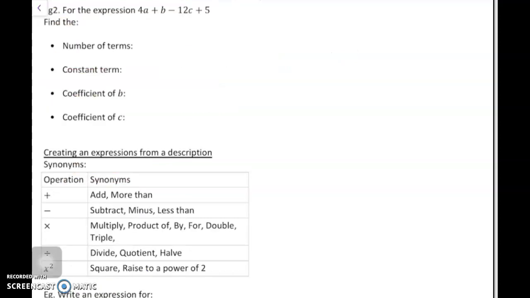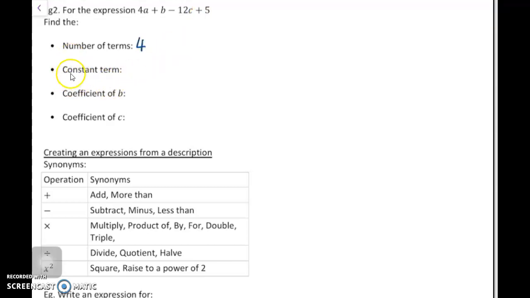Let's do a similar question. In this case, we have an expression 4a plus b minus 12c plus 5. We want to first identify the number of terms. Remember, I said we need to look out for the additions and the subtractions because those separate our terms. So we have 1, 2, 3 additions or subtractions, and they separate 1, 2, 3, 4 terms. And so we have 4 terms in our expression again.